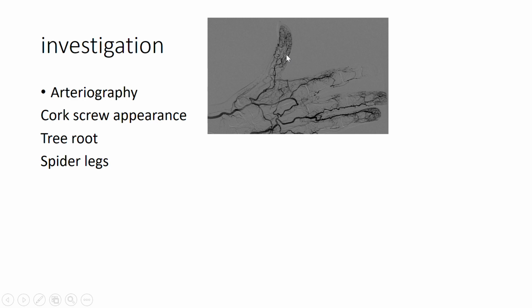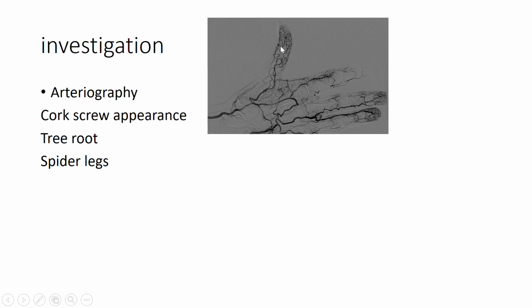Now, this is a compensatory mechanism. Because of the block, collateral vessels are formed in order to sustain the tissues. So this formation of blood vessels is called a tree root or spider leg appearance. And there is one more appearance called the corkscrew appearance. This is because of damage to the blood vessels, that is, the fibrosis of the blood vessels. They take the shape or the appearance of a corkscrew. So on investigation, you will find this particular appearance.